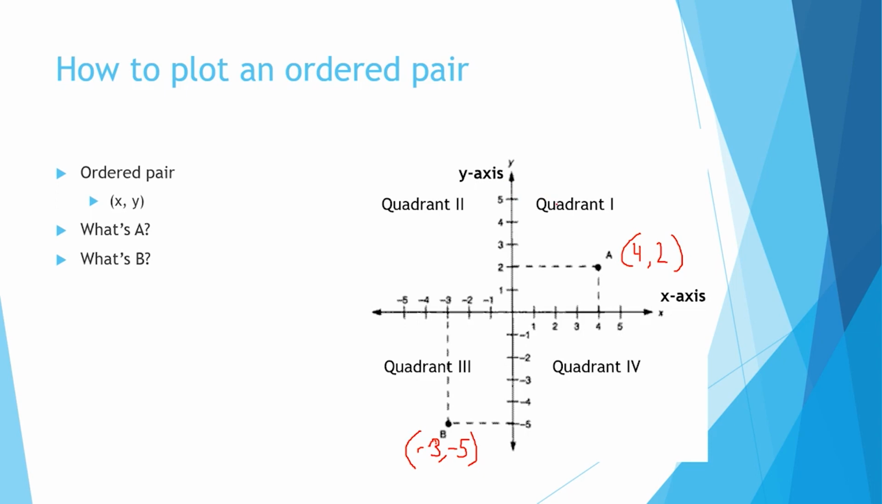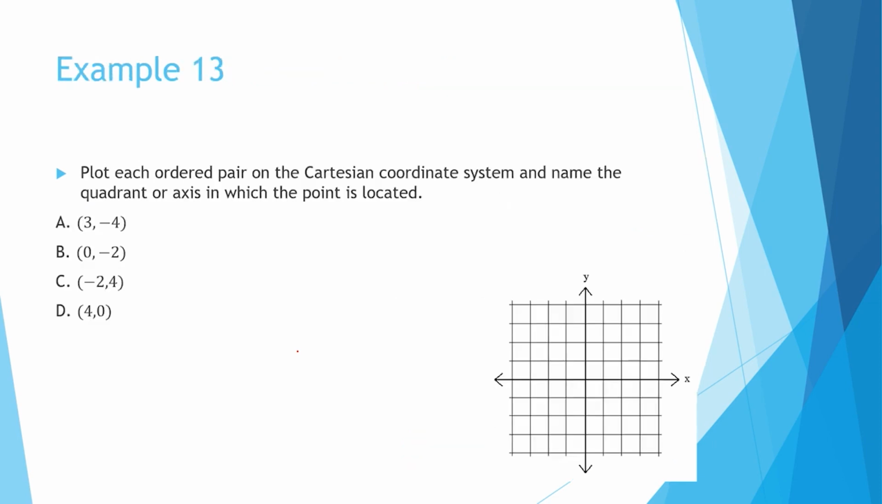Now the quadrants, I don't know if you necessarily need to know these, but the quadrants go around kind of like a C shape. You start with quadrant 1, which is the top right-hand corner, and then you go around like a C: 1, 2, 3, 4. And that's pretty much it with an ordered pair. So let's go over more examples with ordered pairs.